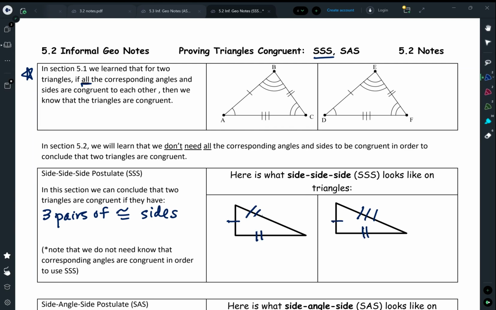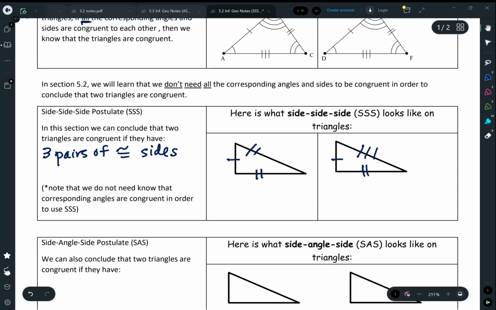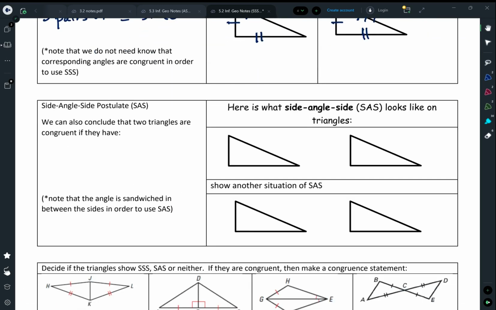All right. Note that we do not need to know that corresponding angles are congruent in order to use side, side, side. So we're just looking for three congruent sides. So the next postulate that we're going to learn about is side, angle, side.